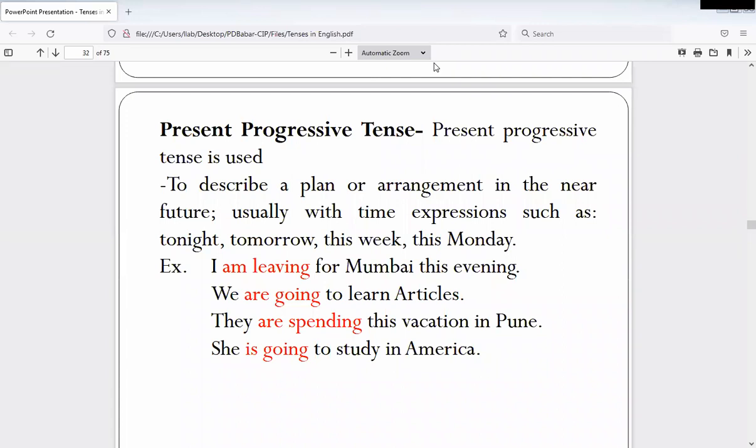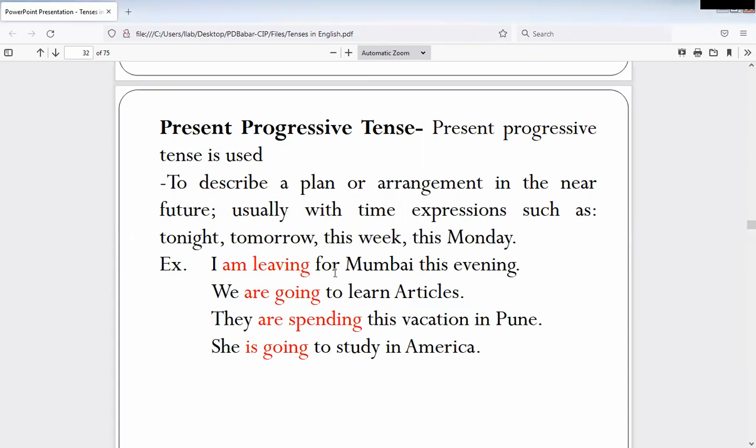Then the fourth example is: she is going to study in America. This is also a near future plan that she is having. She is going to study in America.